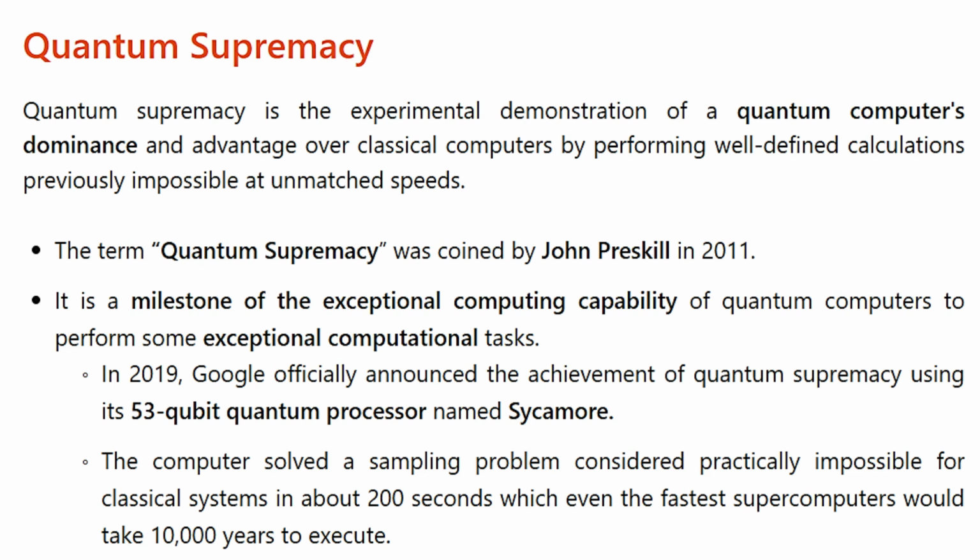In 2019, Google officially announced the achievement of quantum supremacy using its 53-qubit quantum processor named Sycamore. The computer solved a sampling problem considered practically impossible for classical systems in about 200 seconds, which even the fastest supercomputers would take 10,000 years to execute.